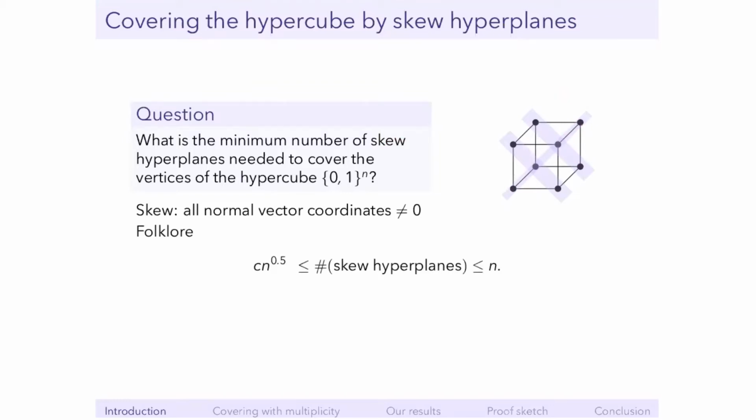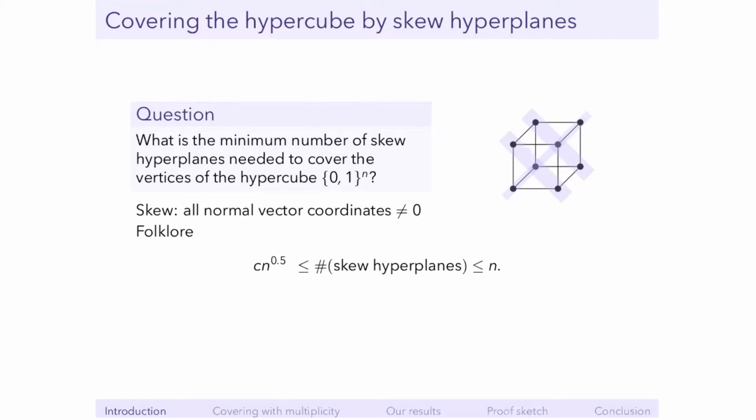And there's also a simple folklore lower bound, which is on the order of square root of n. And the reason for that is it follows from Sperner's theorem or the Erdős–Littlewood–Offord theorem that any skew hyperplane can only cover a root n fraction of the points. So if any one can only cover a root n fraction, you need at least root n of them to cover everything.